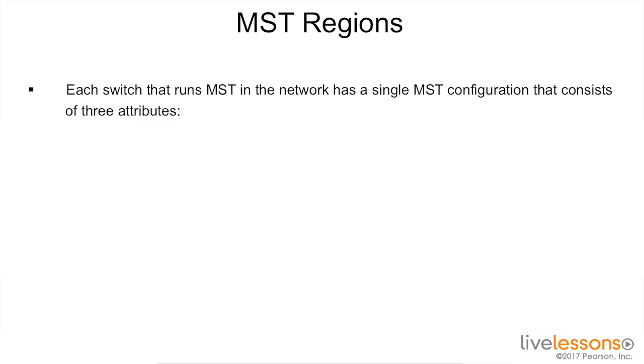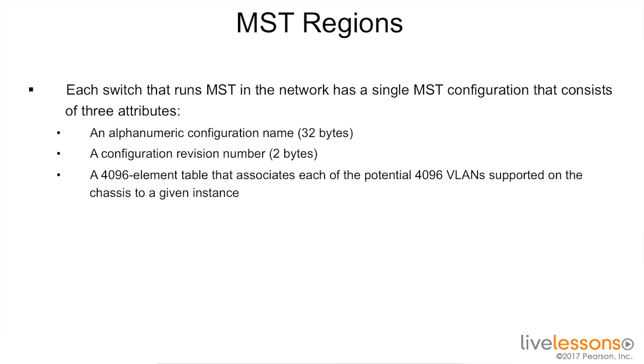In order for MST to be running on a switch in the network, it has to have 3 different attributes configured. One is a name, the second one is a revision number, and the third is that your VLANs have to be associated with an instance. By default, they're associated with instance 0.